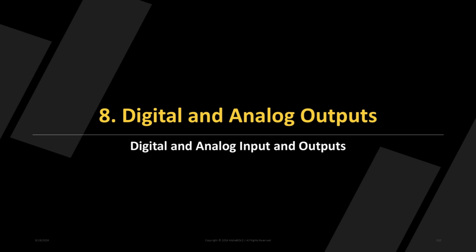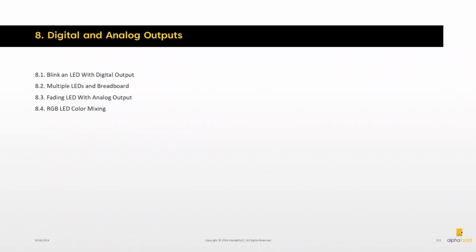Digital and analog outputs. This lesson explores how to use both digital and analog signals to control LEDs. We will start by learning how to make LEDs turn on and off using digital signals. Then, we will learn how to connect multiple LEDs and control each one separately.